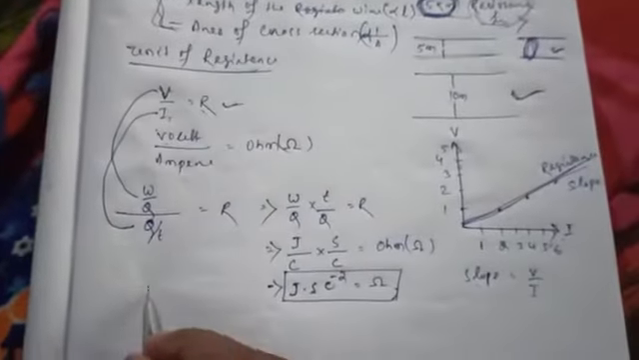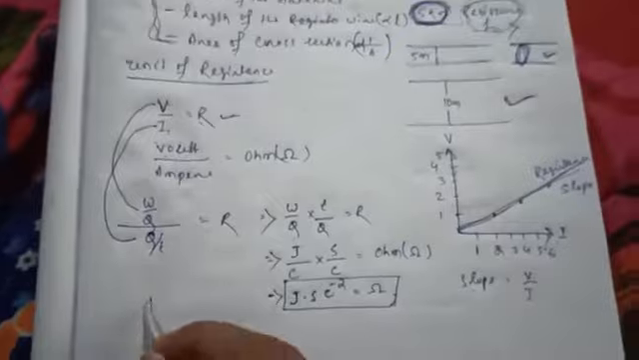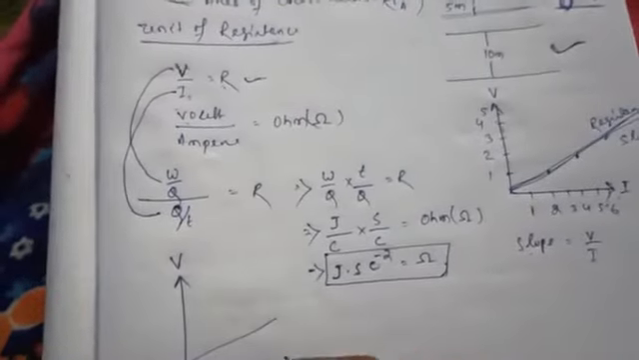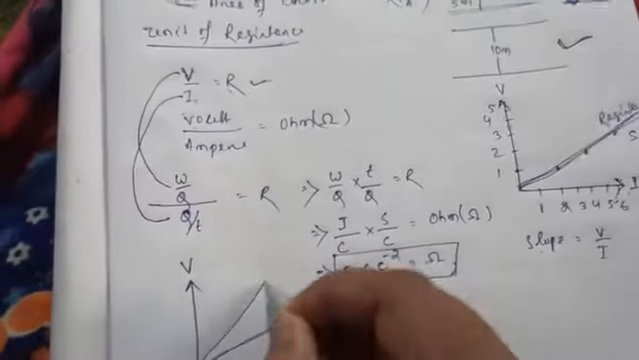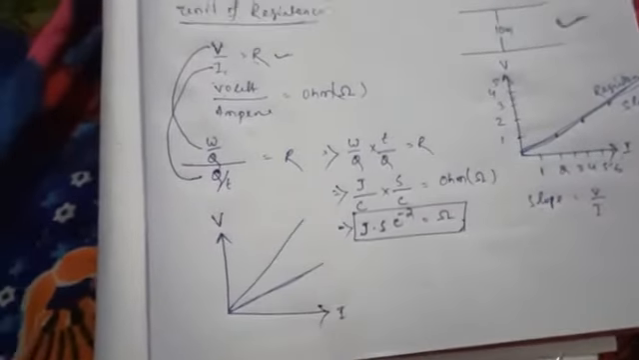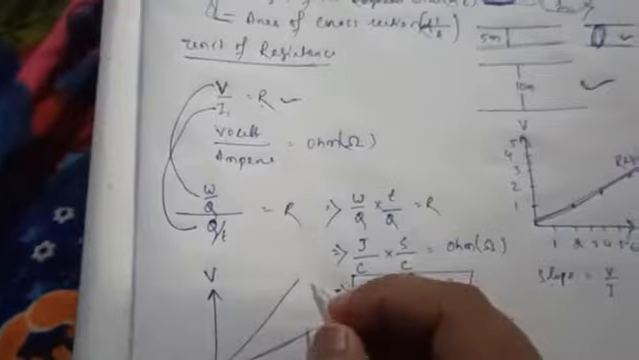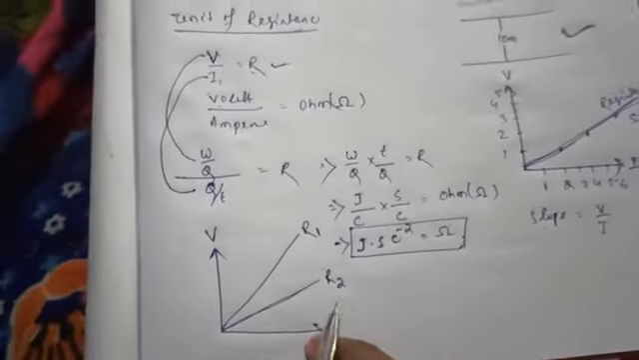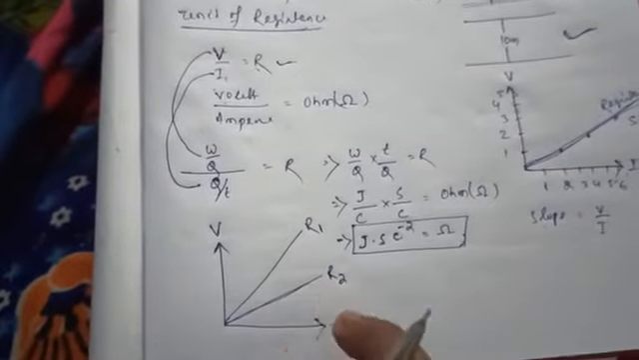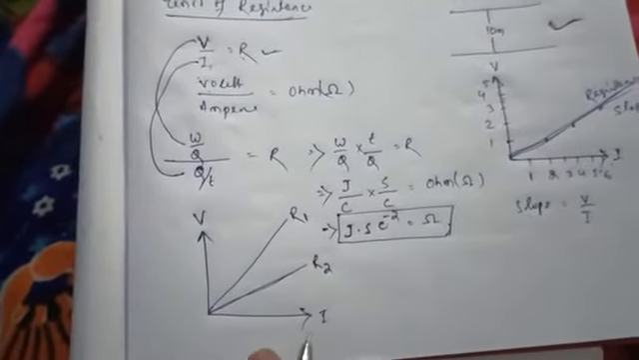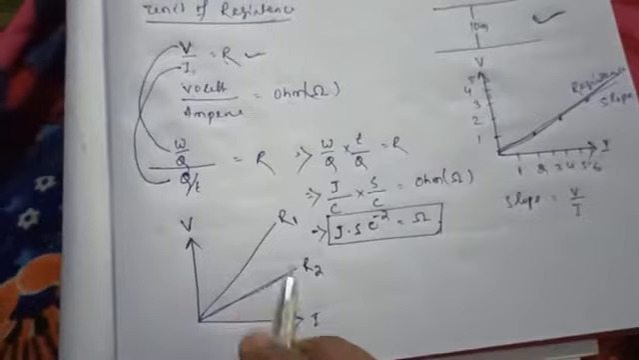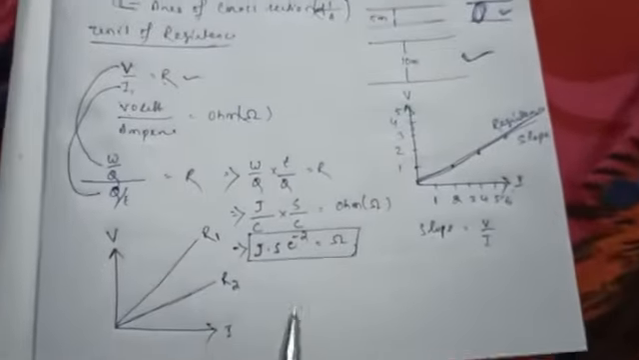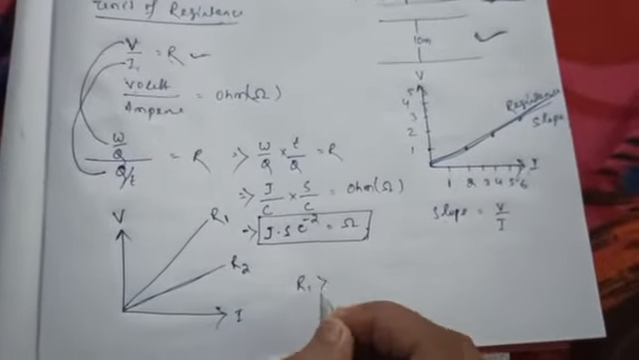Suppose here is a graph. Here is V, here is I. There are two graphs. Which graph has more resistance? This is R1, this is R2. Which is greater? How will you get R1 or R2? Pause the video and try to solve this one. Now the answer is R1 is greater than R2.